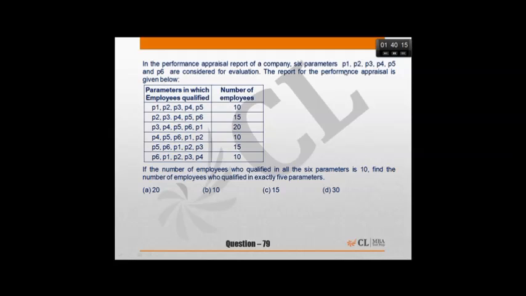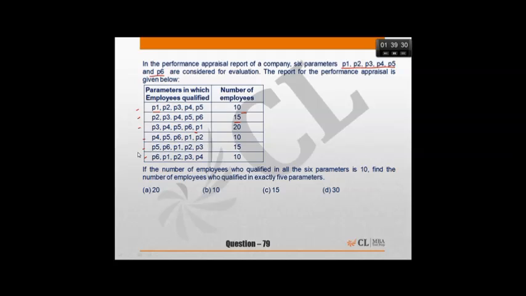Performance appraisal report of a company: 6 parameters, P1 to P6, are considered for evaluation. The report of performance appraisal is given below. P1 to P5, 10 employees. P2 to P6, 15. So each one of them has 5. So 1, 2, 3, 4, 5, 6, so 6 different ways. In each one of them, 1 is missing. The first one P6 is missing, second one P1 is missing, third one P2 is missing, and so forth. The number of employees who qualified in all 6 parameters is 10.